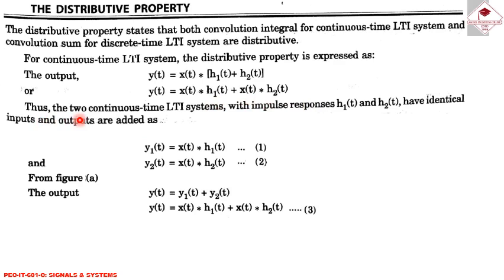Thus, two continuous time LTI systems with impulse responses h1(t) and h2(t) have identical inputs and their outputs are added as y1(t) = x(t) convolution of h1(t), y2(t) = x(t) convolution of h2(t), and from that finally we get y(t) = y1(t) plus y2(t). Putting down the values of y1(t) and y2(t), that is x(t) convolution of h1(t) plus x(t) convolution of h2(t).